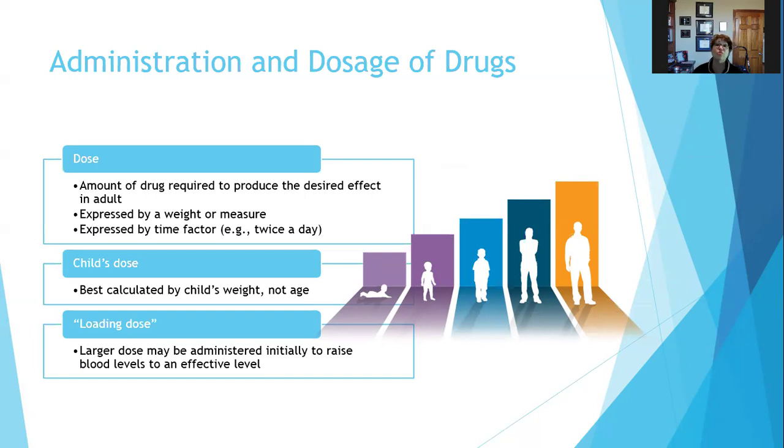For a child's dose, they usually calculate it by the child's weight rather than their age, because I'm sure you've seen this before. You see a 2-year-old and another 2-year-old, and they're completely different sizes. It's just like this one's huge and this one's tiny. And eventually it evens out when you're in high school or whatever. But it's best to calculate by the child's weight and not the age.